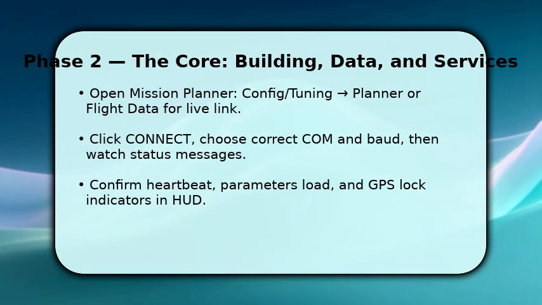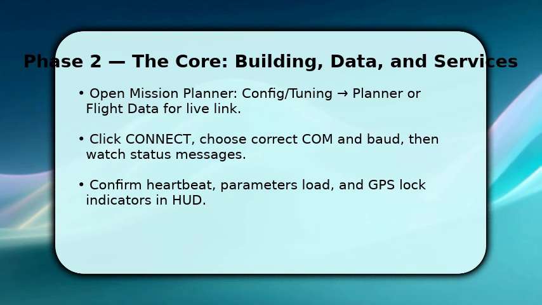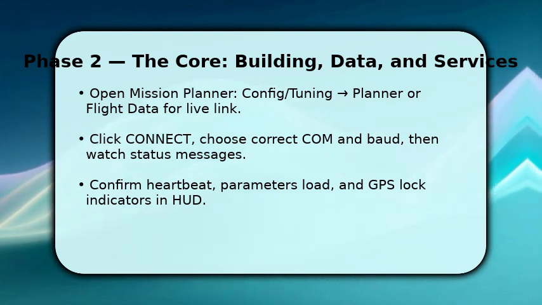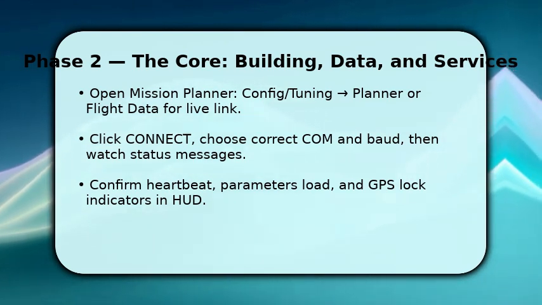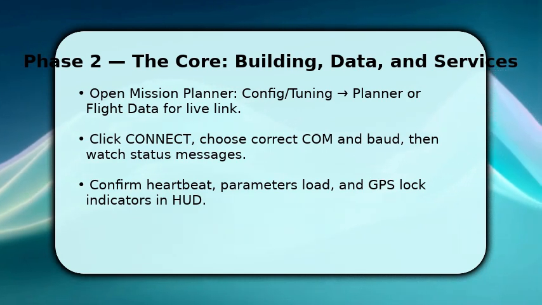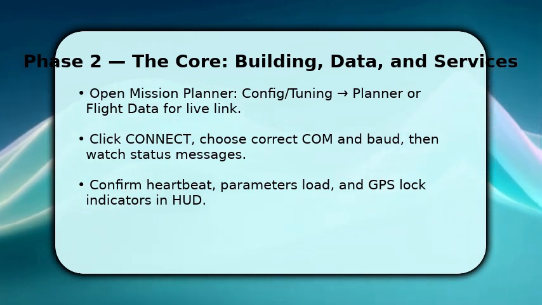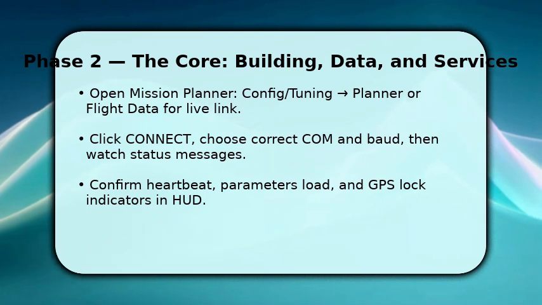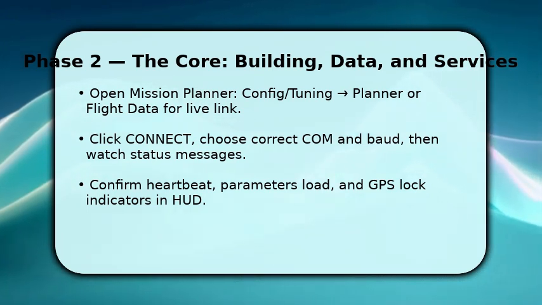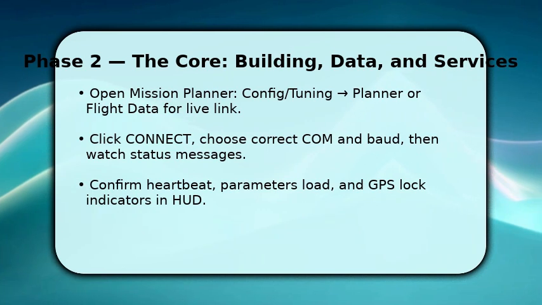Now you establish the live link and handle the detailed middle steps. Open Mission Planner and go to the flight data screen. This provides the HUD and status messages. Select the COM port and baud, then press Connect. Watch the lower right status for the handshake. You should see a heartbeat, parameters start downloading, and GPS status update.